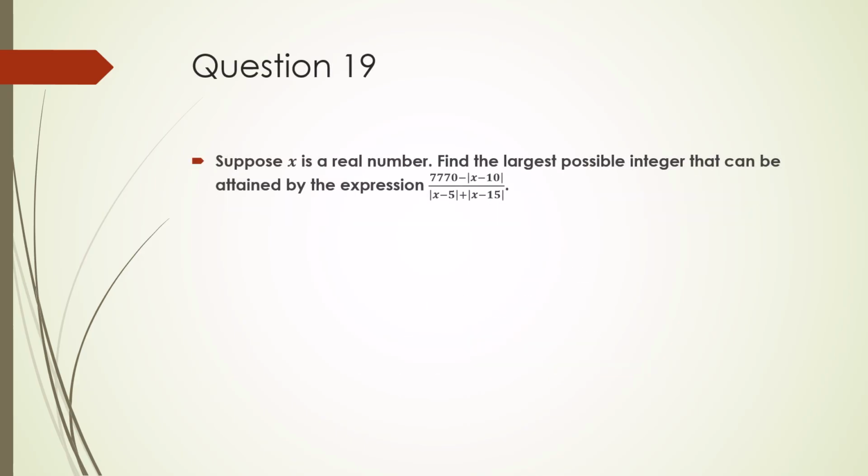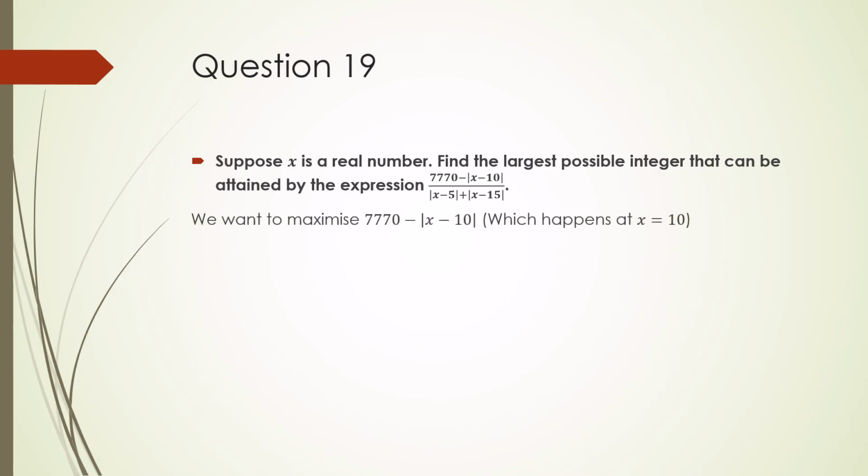Suppose x is a real number. Find the largest possible integer that can be attained by the expression (7,770 minus the absolute value of x minus 10) over (the absolute value of x minus 5 plus the absolute value of x minus 15).